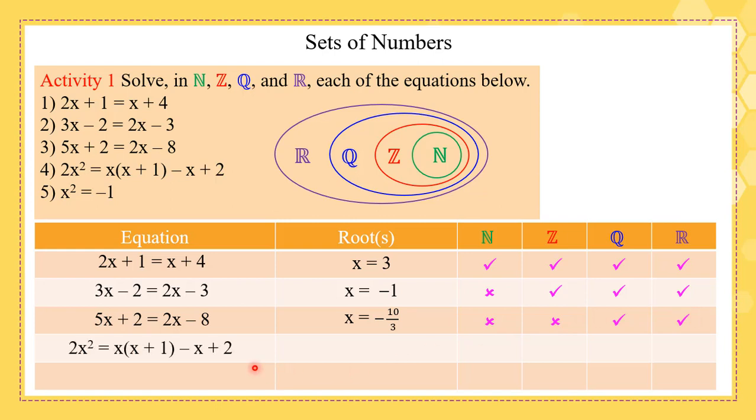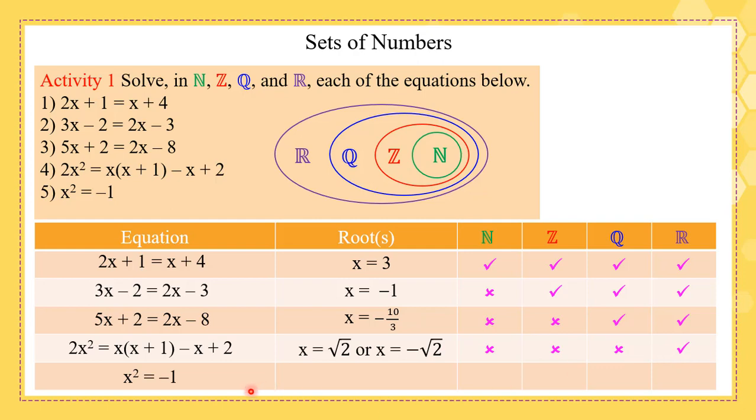Now the fourth equation is of second degree. If we just expand and work it out, we get x is the square root of 2, or x is negative square root of 2. So consequently, this is not a natural number, it's not an integer, it's not a rational number. In fact, these are irrational numbers and they are going to be in the set of real numbers.